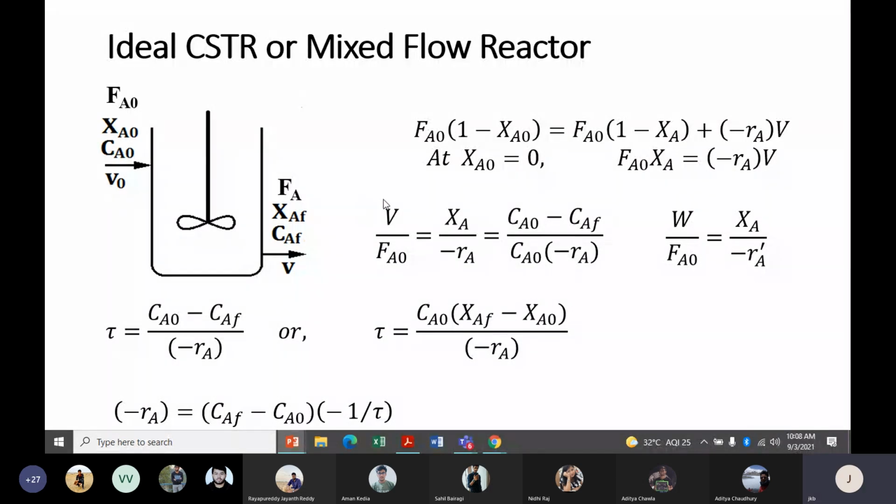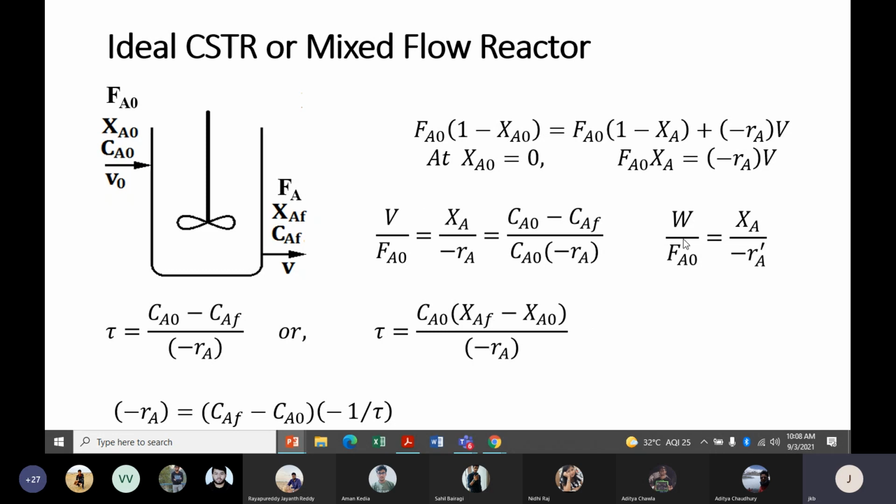And this expression also can be written in terms of space time. What is the space time? V by V naught. And Fa0 you can write in terms of the product of V0 and Ca0. Then tau is written Ca0 minus Ca by minus Ra. This is another form. And tau is also written in terms of conversion. Then this is second form in terms of space time, Ca0 Xa by minus Ra.